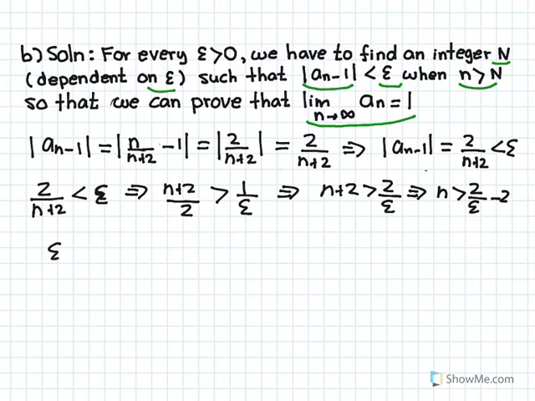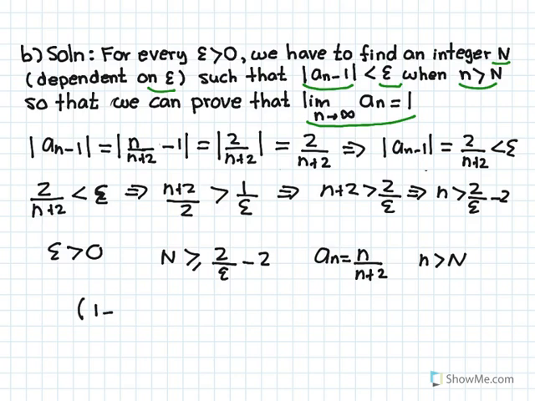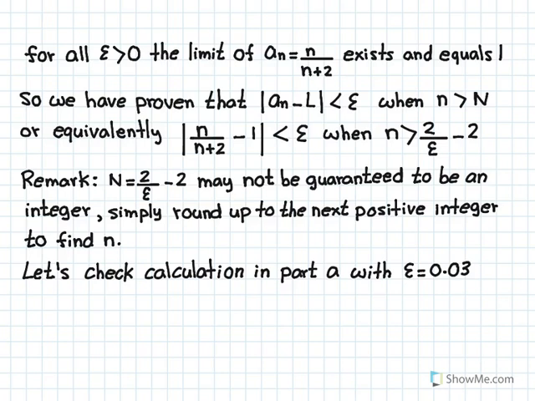This means for every epsilon larger than 0, we can find an integer capital N larger or equal to 2 over epsilon minus 2, such that the terms of an equals n divided by n plus 2, for n bigger than N, lie in the interval 1 minus epsilon and 1 plus epsilon. And since we can find an integer N for all epsilon larger than 0, we say this limit exists, and this limit is equal to 1.